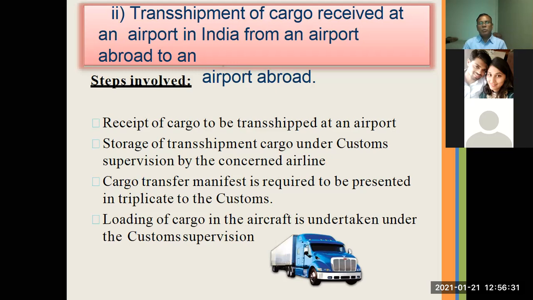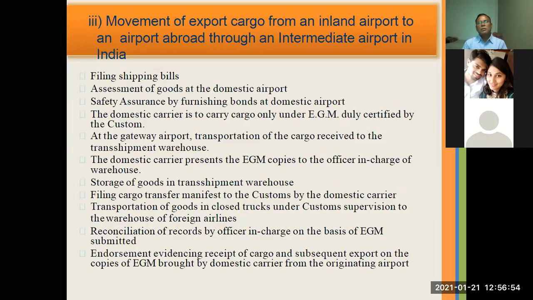Again, when you are importing, the same transport applies. This cargo will be received at the particular airport. It will be stored under customs supervision by the concerned airline. Then a cargo transfer manifest is required. The AGM is required to present it in duplicate to the customs department. Then loading of cargo in the aircraft is undertaken under customs supervision. So these are the steps involved.